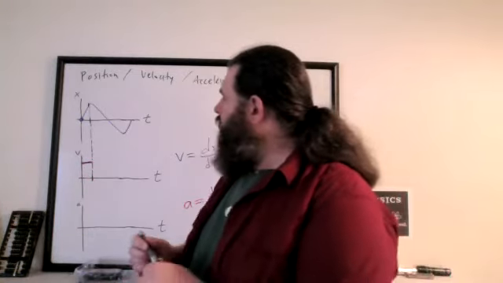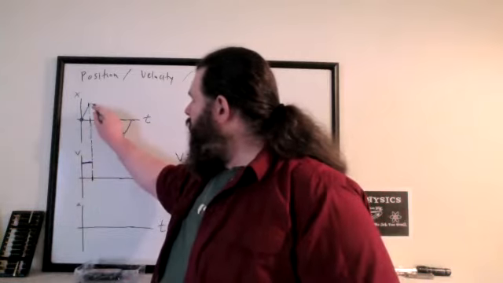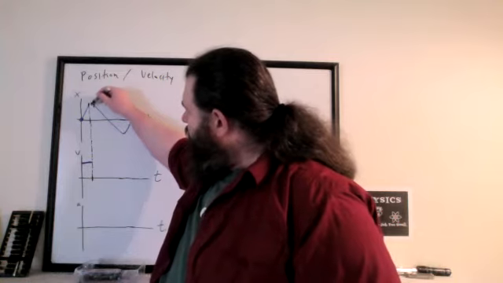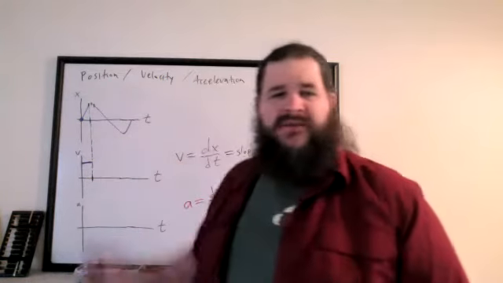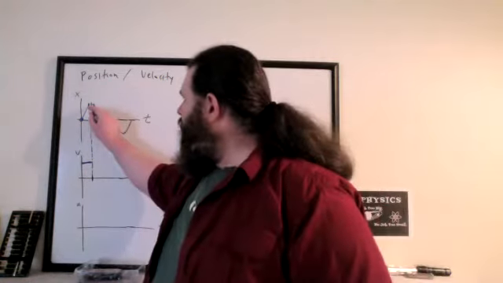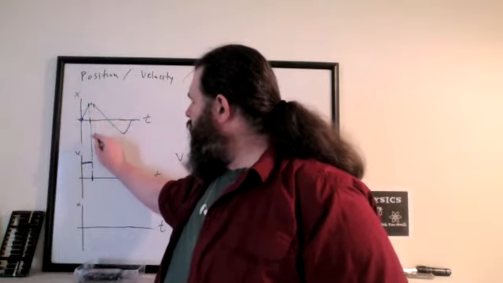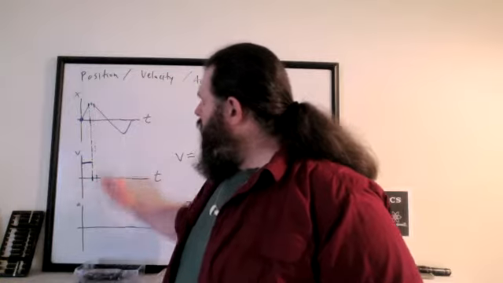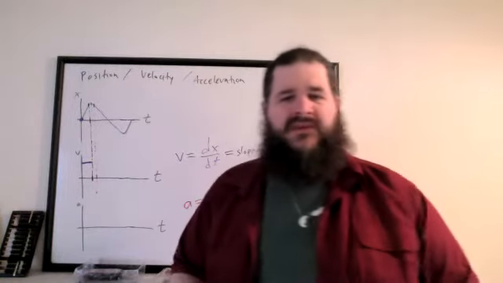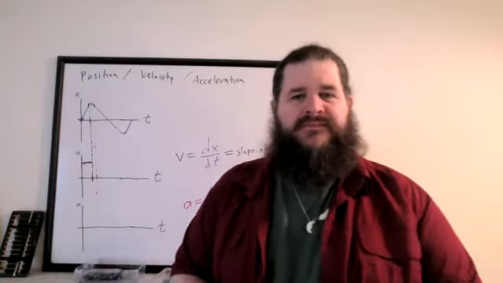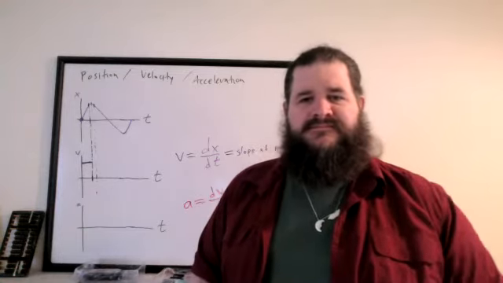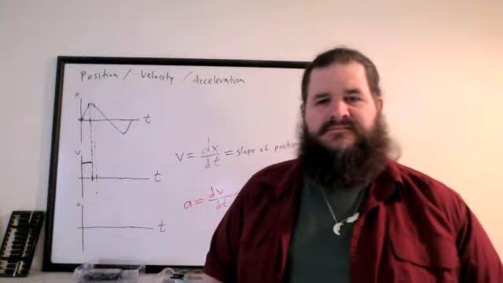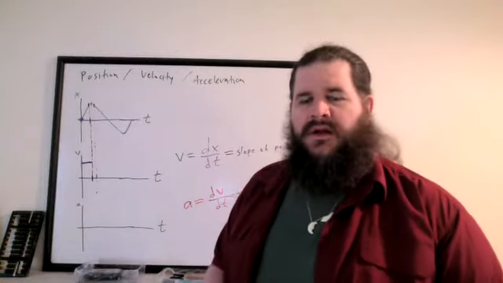If we take a look at the next little period of time here, though, we actually have a very important thing going on at this maximum. Position has reached a maximum. At that instant, when position reaches a maximum, what is its slope? Zero. Got to be 0, right?